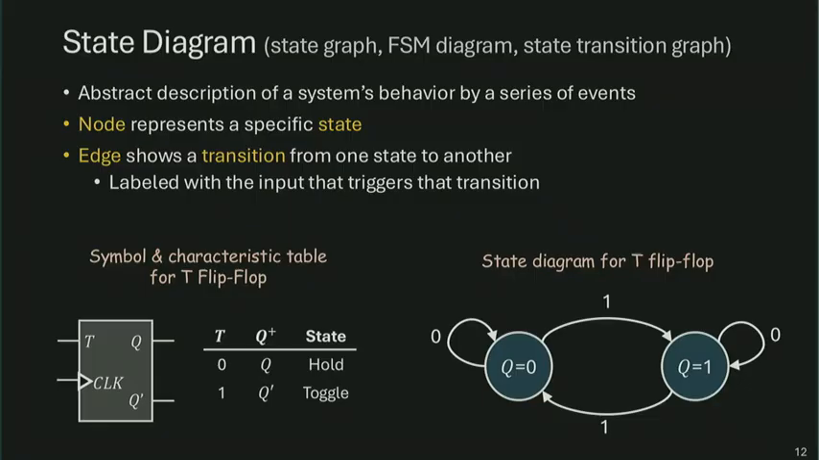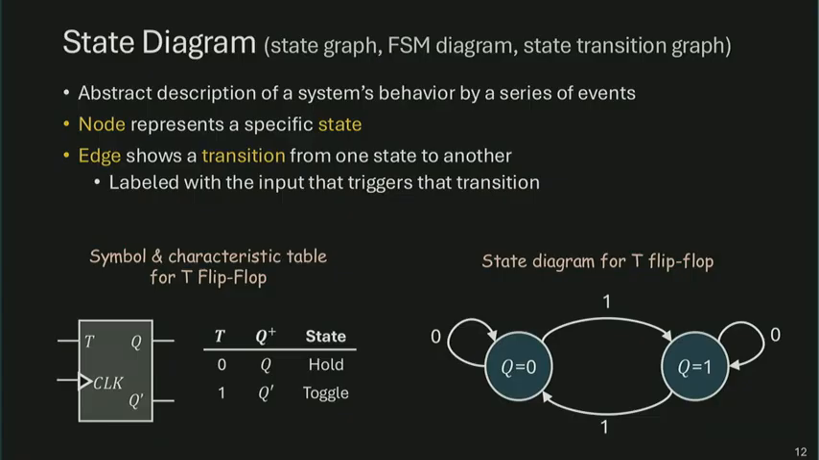So formally speaking, this is called a state diagram. It's also called state graph, FSM diagram, state transition graphs. And they all mean the same thing, a way to represent the relationship between states and transitions. And the graph has two components, a node representing a state that your system can sit in, and transitions. And these transitions connect states. They are also annotated with some input condition that can trigger that transition.